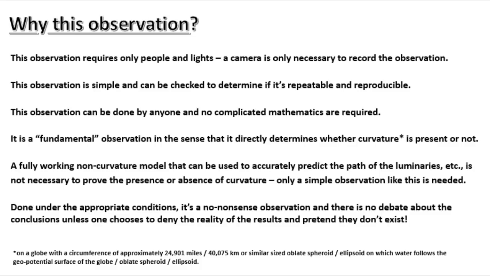A fully working non-curvature model that can be used to accurately predict the path of the luminaries, etc., is not necessary to prove the presence or absence of curvature. Only a simple observation like this is needed. Done under the appropriate conditions, it's a no-nonsense observation, and there is no debate about the conclusions unless one chooses to deny the reality of the results and pretend they don't exist.